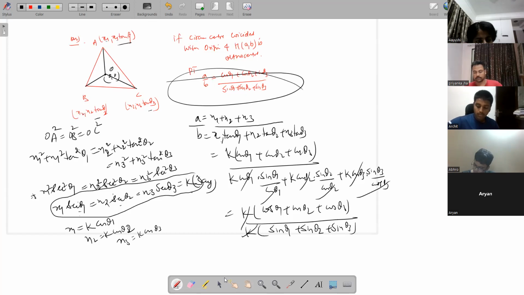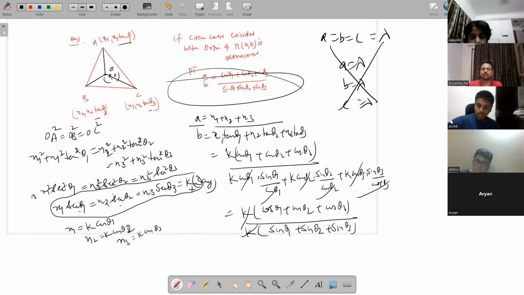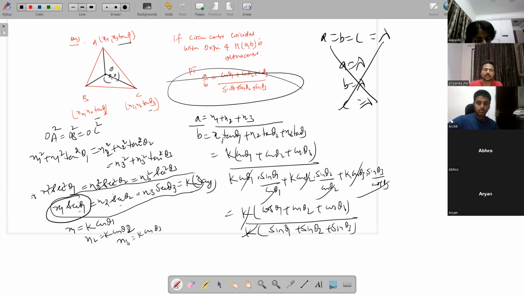Sir, in that equation, x1 square plus x1 square tan square theta 1, after that, how did we remove x1 square which was added in x2? See, if A equal to B equal to C, then I can say this is equal to lambda. So A is also lambda, B is also lambda, and C is also lambda. So just assume that this is K. So x1 sec theta 1 is also K, x2 sec theta 2 is also K, and x3 sec theta 3 is also K. Means x1 sec theta 1 is K. So write sec theta as 1 by cos. So x1 is K into cos theta 1.